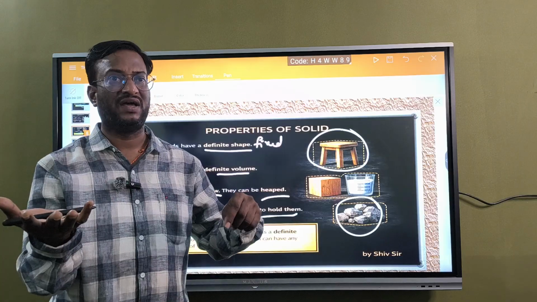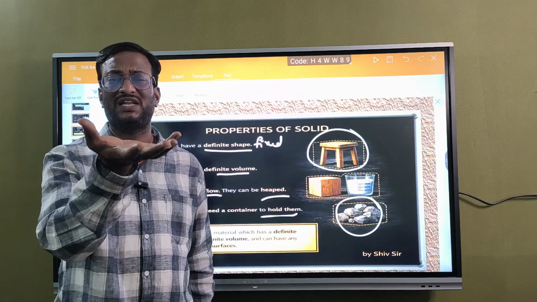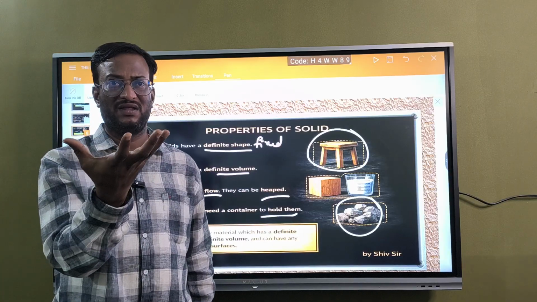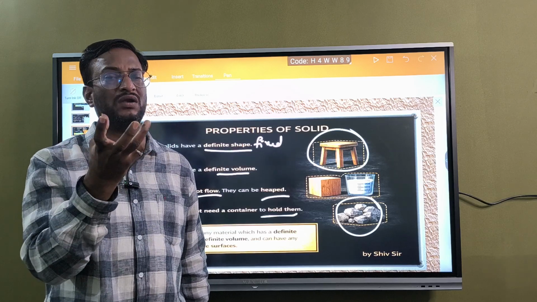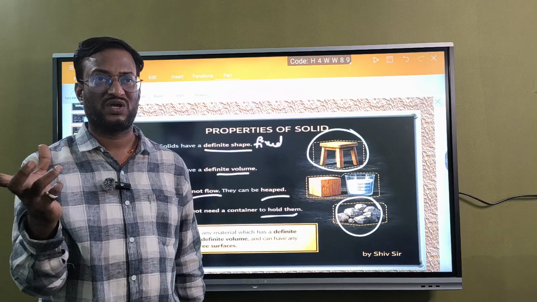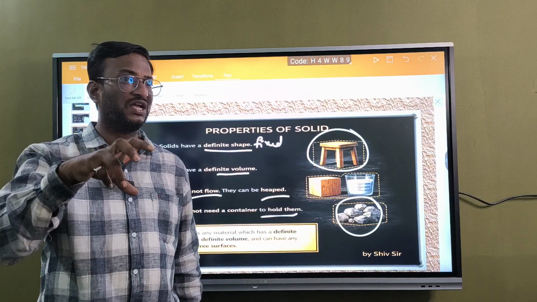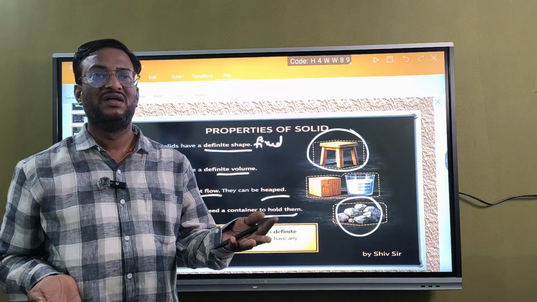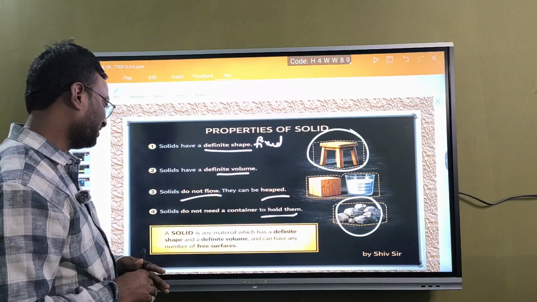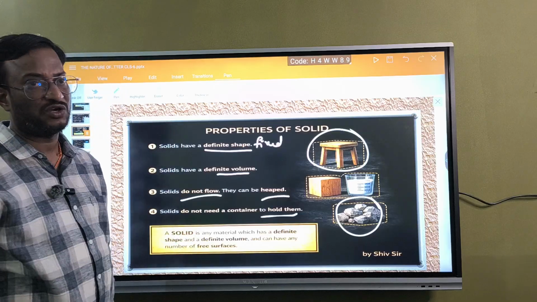If it is liquid or milk, you cannot hold it in hand. We need some container, either a bottle, can or glass. That is called a container or vessel. So in order to hold a liquid, we need a container. In order to hold a solid, a container is not necessary. What is the definition of a solid?